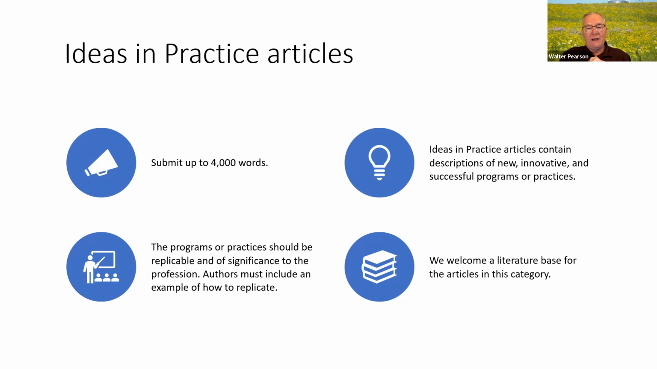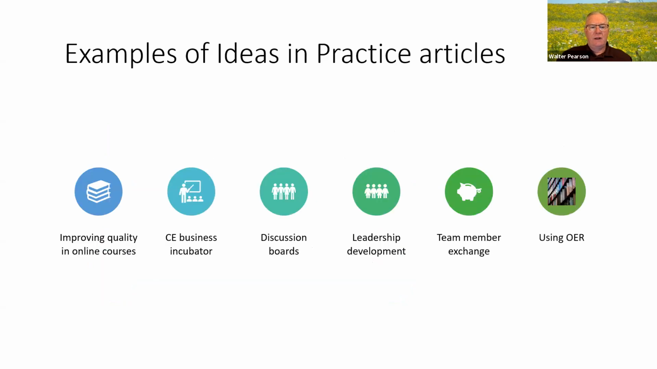And we're looking for a literature base, but it doesn't need to be as extensive as it is for the research articles. So those are the two broad categories: research articles and ideas and practice articles. In ideas and practice, we've had improving quality in online courses, an article about continuing education business incubators, the use of discussion boards, leadership development, team member exchange, and using open educational resources. Those are just some examples from a few recent years that we've published in that area. Those are ideas and practice.